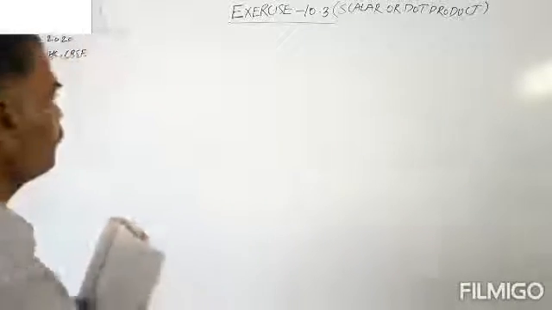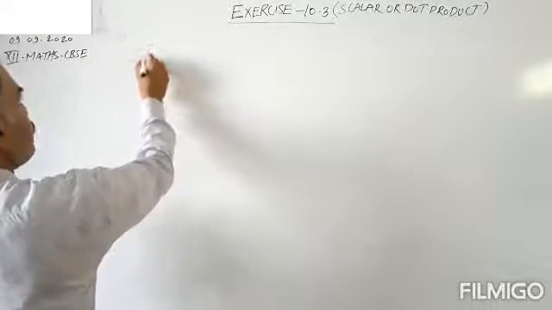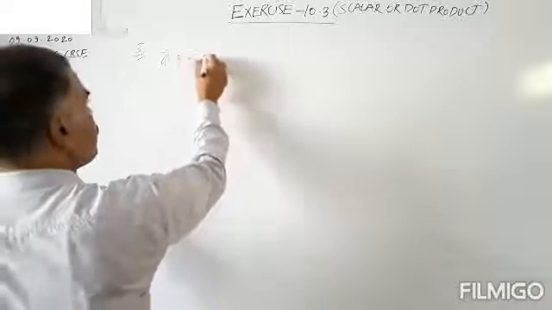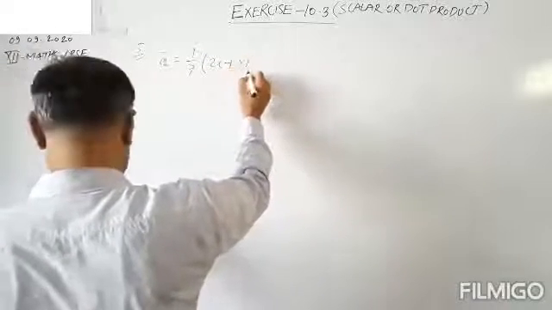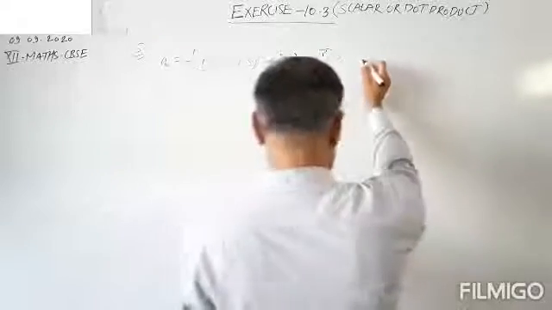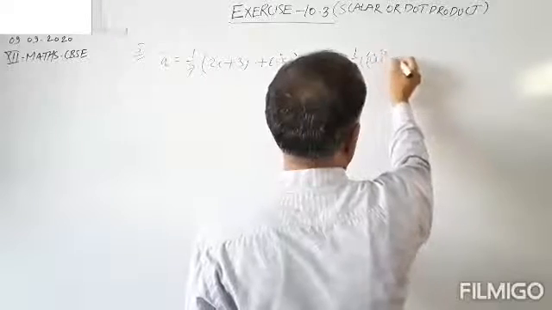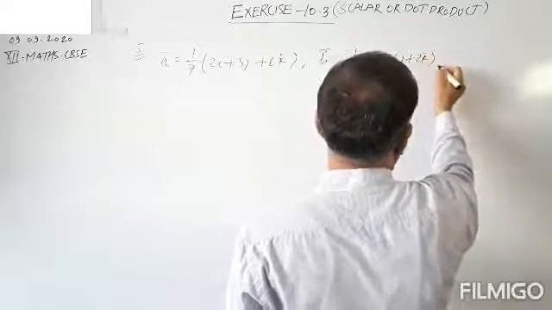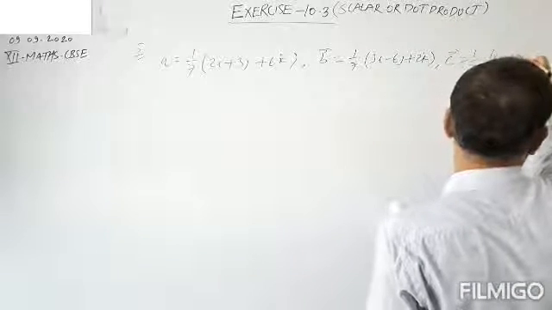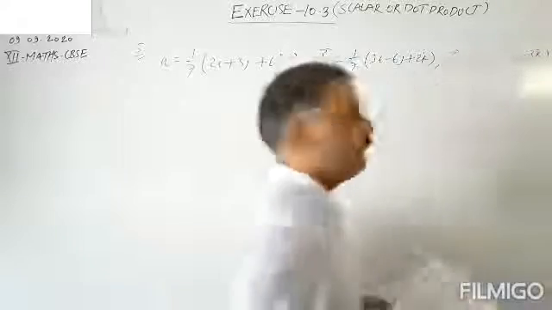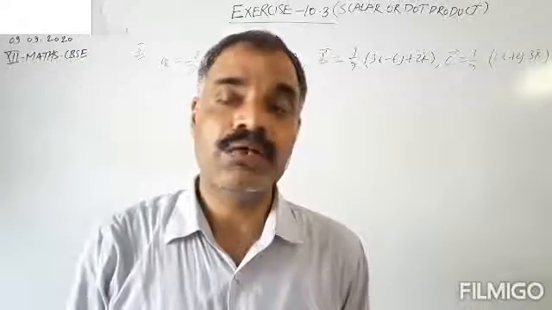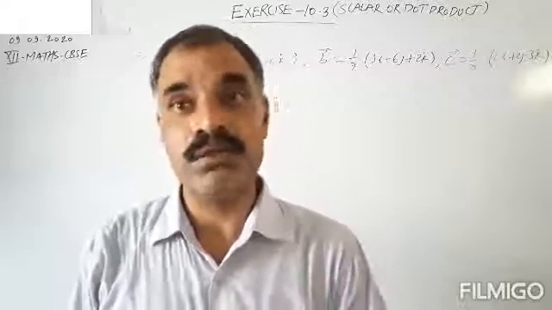A vector equals 1 upon 7 into 2i cap plus 3j cap plus 6k cap. B vector is given as 1 upon 7 into 3i cap minus 6j cap plus 2k cap, and C vector is given as 1 upon 7 into 6i cap plus 2j cap minus 3k cap. We want to show that all three vectors are unit vectors and mutually perpendicular.